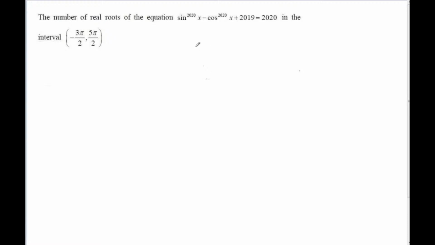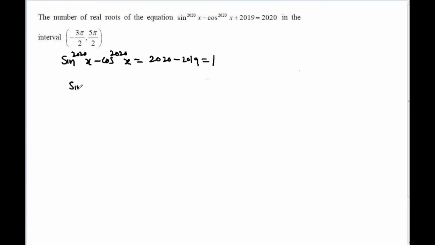Number of real roots of the equation sin^2020 x minus cos^2020 x plus 2019 is equal to 2020 in the interval minus 3 pi by 2, 5 pi by 2. Here the given relation is sin^2020 x minus cos^2020 x is equal to 2020 minus 2019, that is equal to 1.